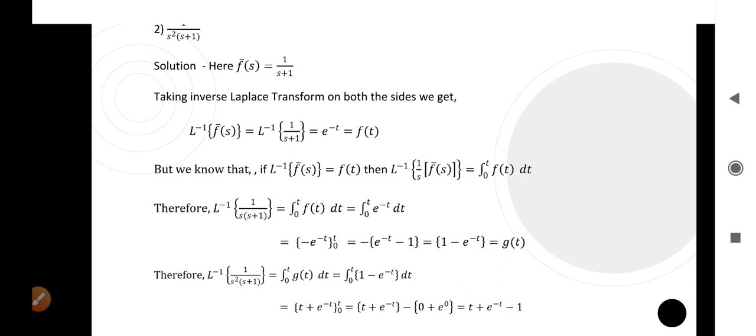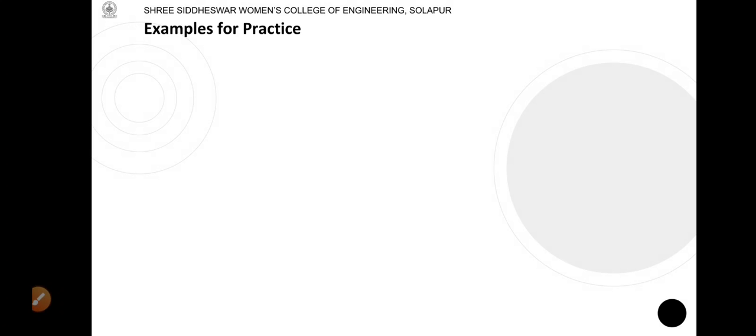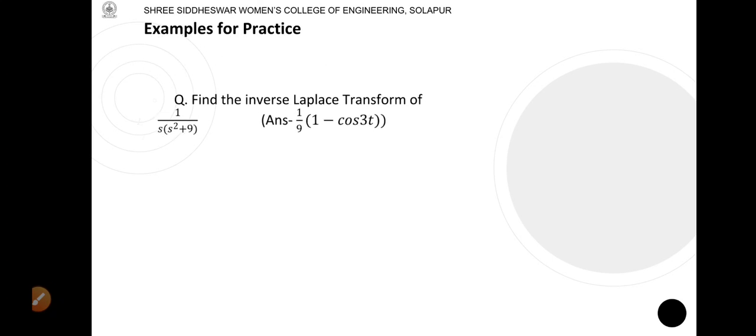Some examples for practice. The question is as it is: find the inverse LT of. This example is very similar to the first example which we have solved. So 1 upon s indicates only one time integration, and f bar of s is 1 upon s square plus 9. You can find its inverse LT using the first method, that is use of standard results. So this is a very simple example.